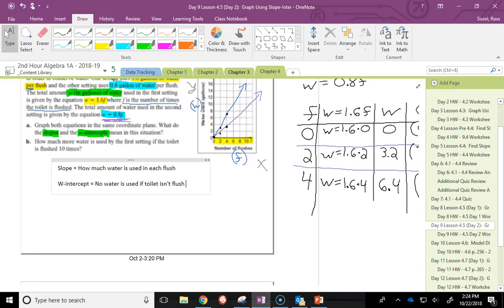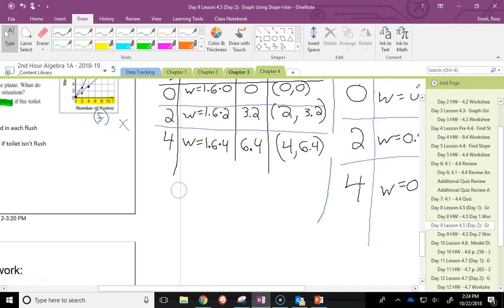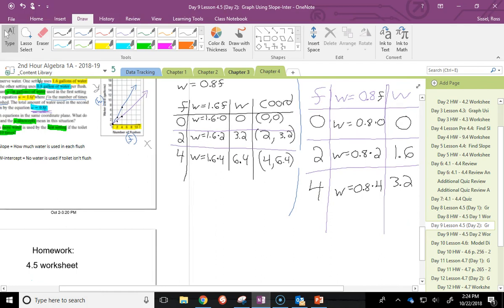On B, go to our equation here: how much more water is used by the first setting if the toilet's flushed 10 times? So on this one, I'm comparing the first to the second one. Well, because my graph is kind of small up here and it's hard to see, especially when they get to decimals, all I'm really having to do is just do this whole graph again, 10 for number 10. If I did 10 flushes, I'd say W equals 1.6 times 10.